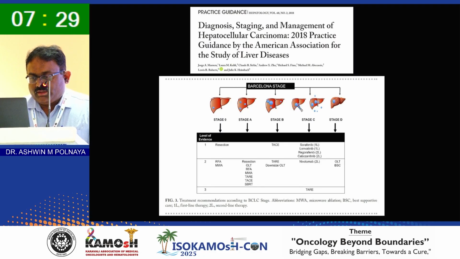This slide gives the likelihood, the level of evidence and the treatment recommended for these HCC cases in different stages under BCLC. These keep changing over the years, with recommendations and evidence showing one better over the other.